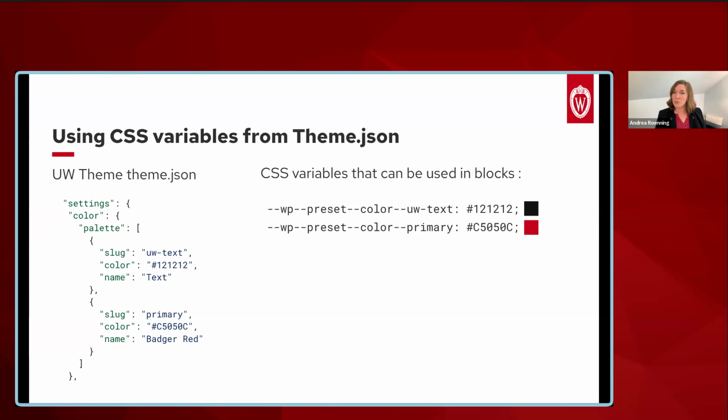UW Theme 2.0 uses theme.json to create CSS variables for colors. On the left, you can see what the theme.json looks like, and on the right, you can see the CSS variables that were created. We can now use these variables throughout the theme and our plugins. And if you went to our talk yesterday, Josh Chilkus talked about this a little bit: the best thing about variables is that they are variable.